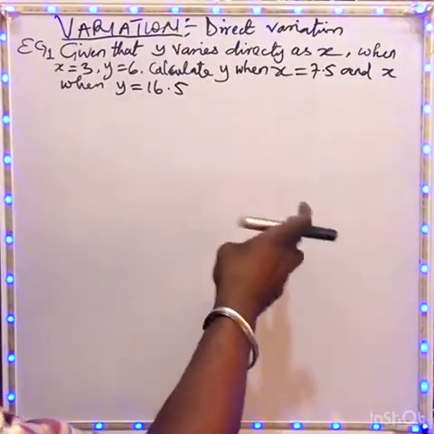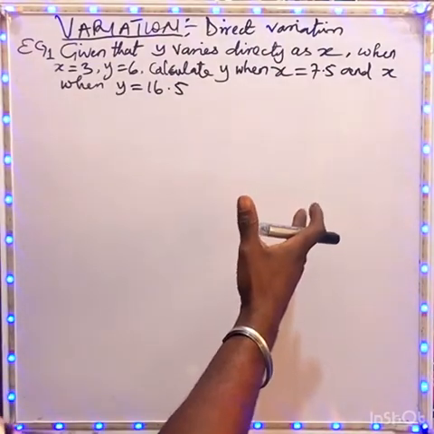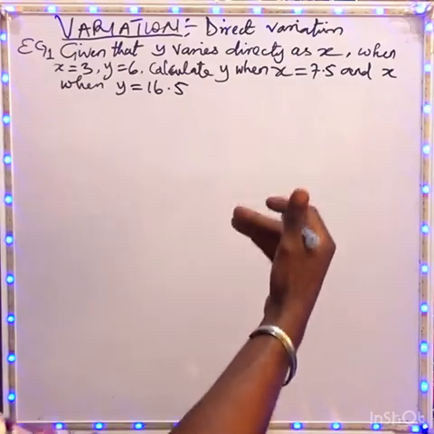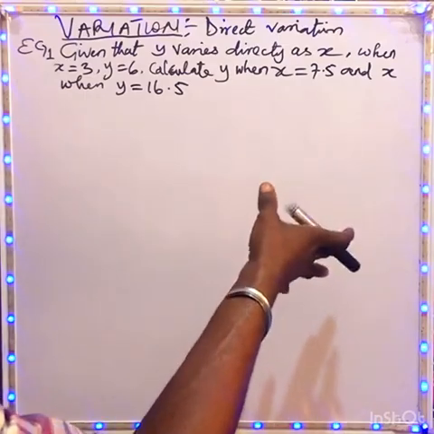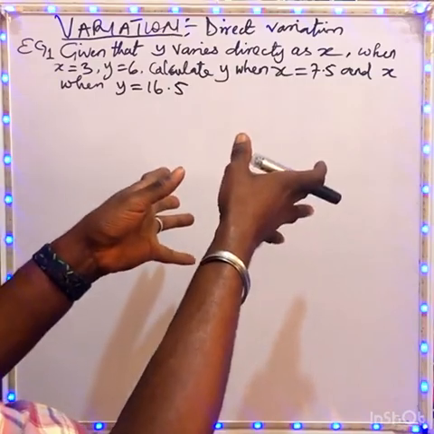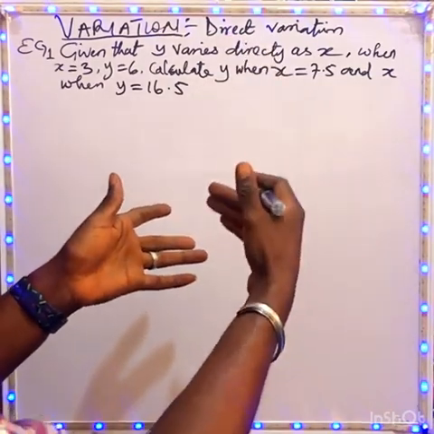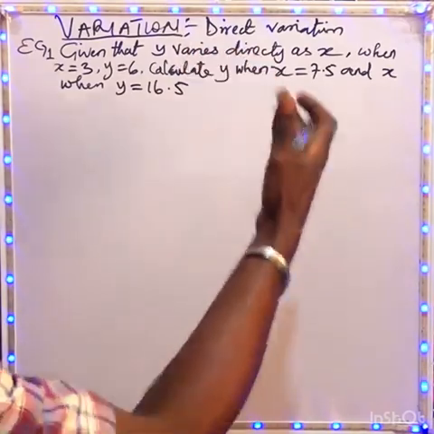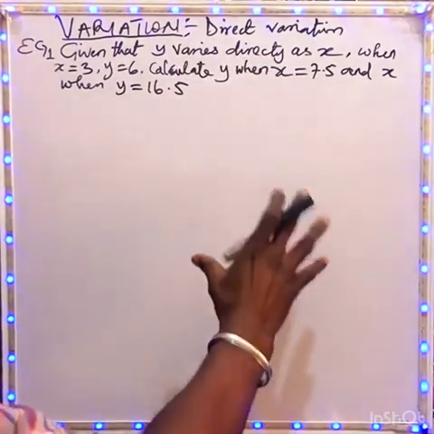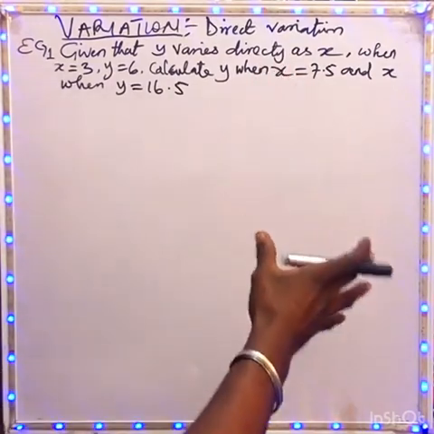Okay, today we are going to look into the topic called variation. In variation, we have four different types: direct variation, inverse variation, joint variation and partial variation. But today we are going to zero in on direct variation and explore it.